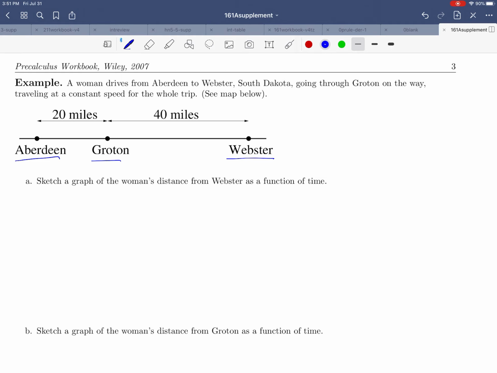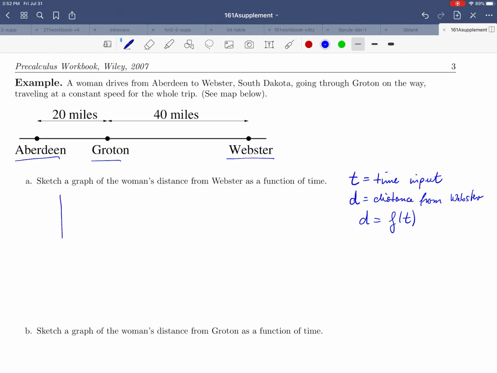So here it looks like our input value is t, time. That's our input. And our output is the distance from Webster. Let's call that d. Let's say d is the distance from Webster. And we can think about d again as a function of time. So at any given time, the woman is either in Aberdeen or in Groton or in Webster or somewhere in between. And we can always compute the distance from Webster as a function of time.